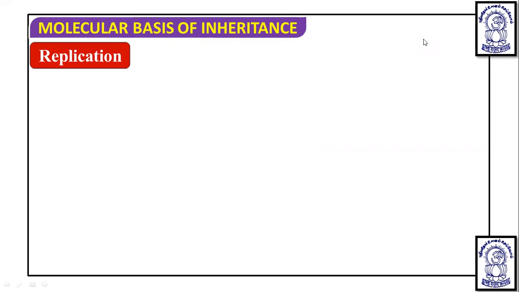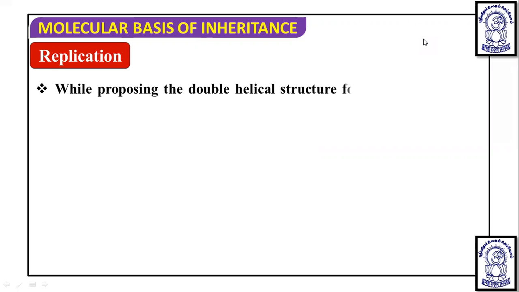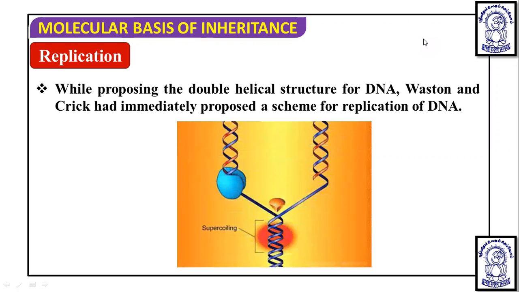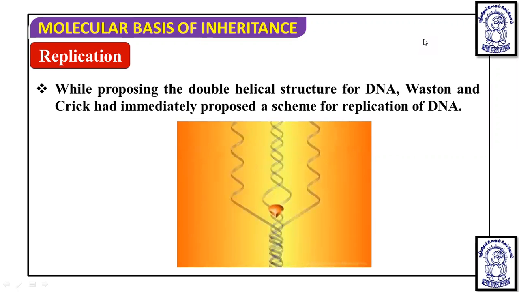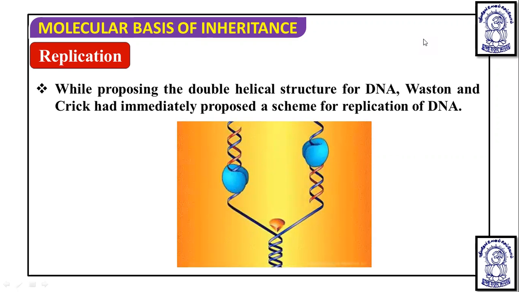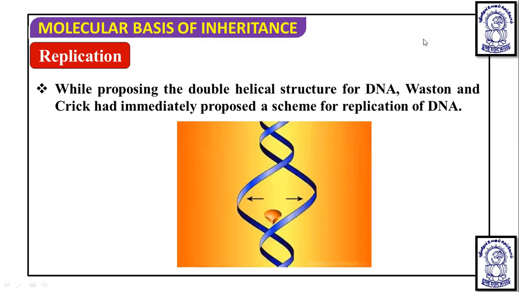Dear student, in today's lecture, we are going to talk about a topic that is replication of DNA. Replication means copying. So, how DNA makes a copy of its own, that we are going to study today in the chapter Molecular Basis of Inheritance. While proposing the double helical structure of DNA, Watson and Crick had immediately proposed a scheme of replication of DNA. In this scheme, you can see that double-stranded DNA gets separated into single strands to carry out replication.